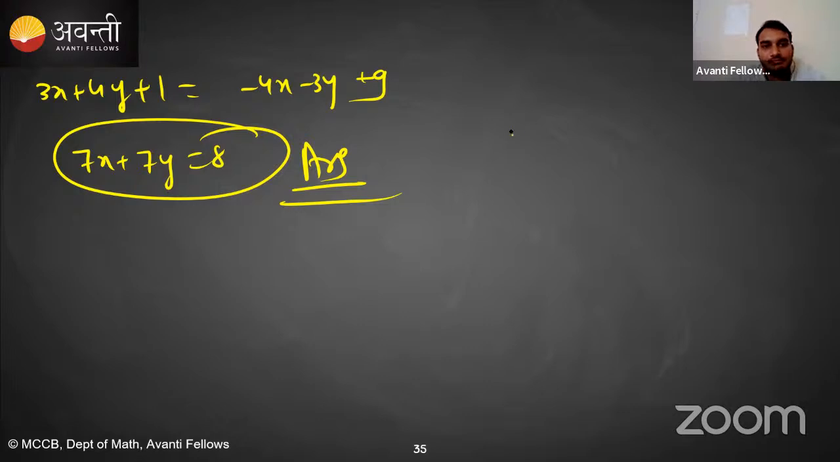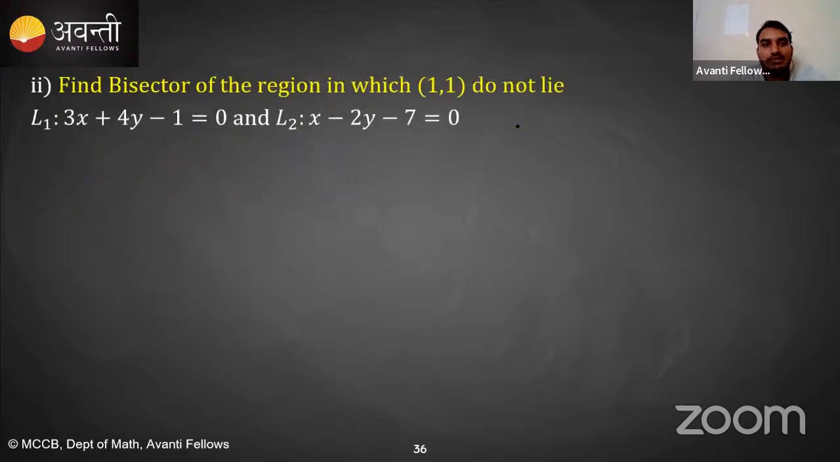समझ में आ गया? आगे चले. Second part. Second part is saying that find the bisector of region in which (1, 1) do not lie. Do not lie बोला है, ठीक है ना? समझ लो इस बात को. मतलब कि we have to find the bisector of region where (1, 1) is not lying. Okay. So first of all, equation of bisector तो निकालते हैं.